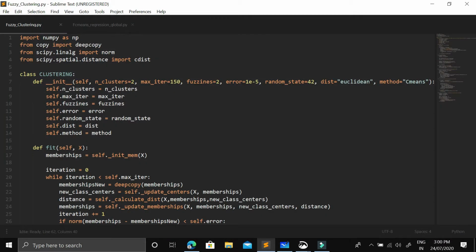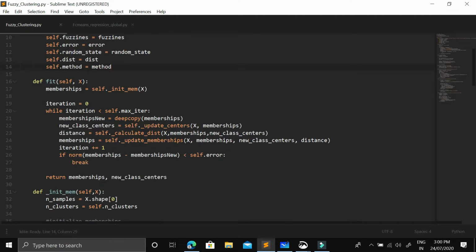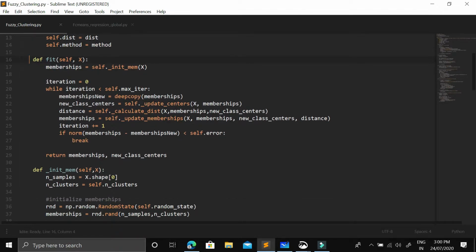Let me just jump to the coding part where we initialize this class. In the fit function, we do these four things. First of all, we initialize these memberships. After initializing, we update the class centers based on the data and membership values. Then we calculate the distance, and after calculating the distance, we update these memberships. So: initializing the memberships, updating the class centers, calculating the distance, updating the membership again, and then breaking whenever the threshold value is achieved.